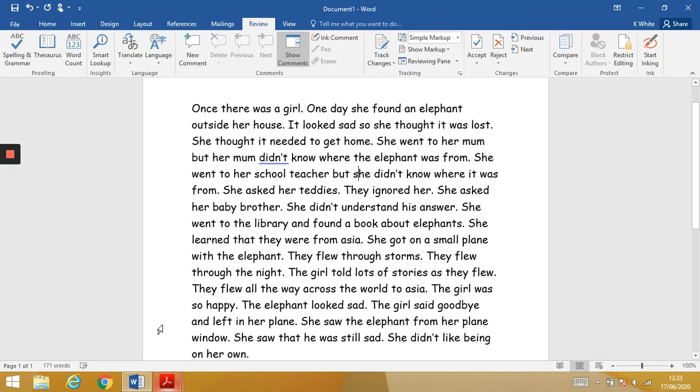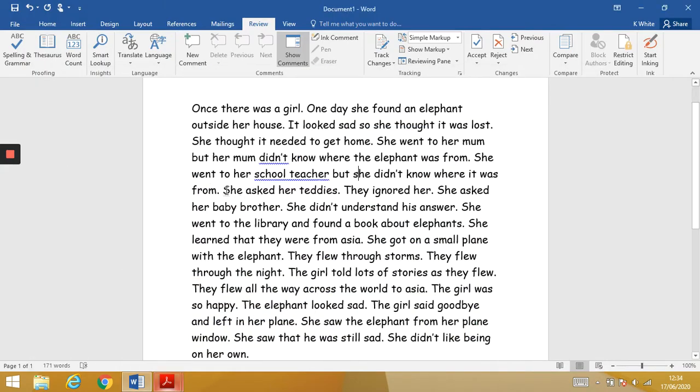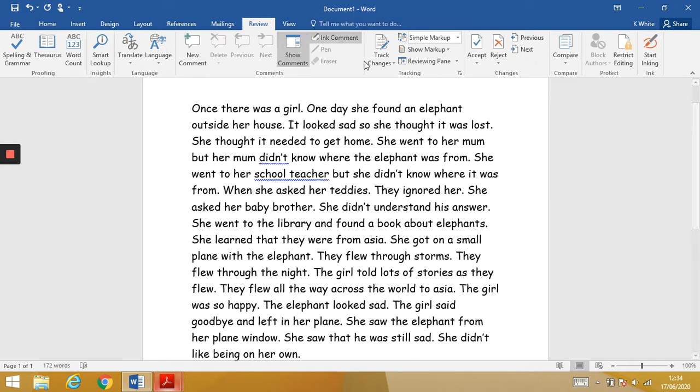I don't want to keep using compound sentences. One of your extensions this week is to actually use conjunctions such as if, when, because to make what we call complex sentences. So what I'm going to do here, I'm going to change this sentence to when she asked her teddies, comma, they ignored her. We need a comma here because this is what we would call a subordinate clause. It doesn't make sense on its own.